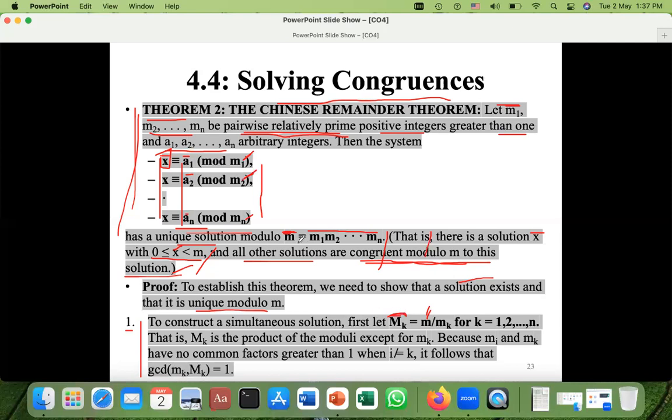I explained this step. For example, this is the M. First you have to calculate the M, and then you have to divide that M with each moduli. And then you will have the values in the form of capital M1, capital M2, capital M3, and so on. So this is the step that you have to do.